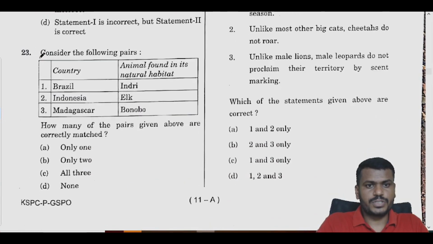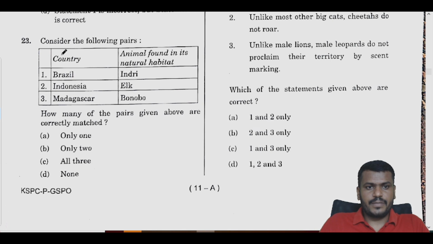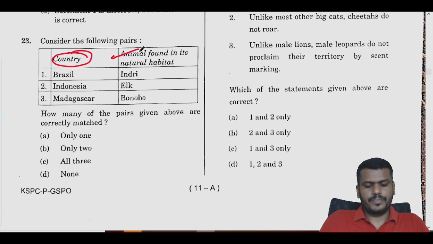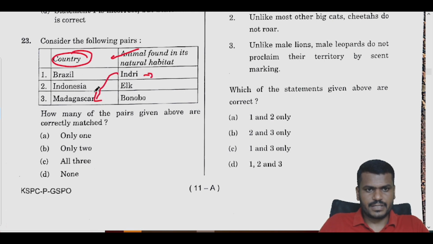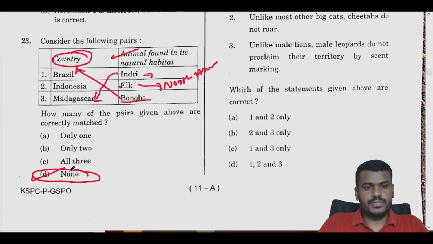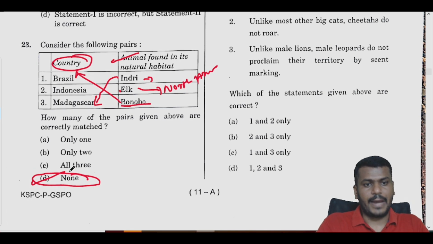Next, 23rd question. Consider the following pairs: country and animals which are found in that region. Brazil, Indonesia, Madagascar. Normally, they have given Indri, it is in Madagascar actually. Indri is an animal that comes from Madagascar. And the second one is Ilka, it is from North America actually. Okay, you can make a note. And one more is there, this bonobo, that is from Brazil. They are asking which statement is correct. None of the statements are correct because all are wrongly matched, guys.